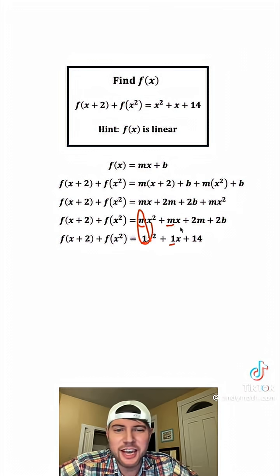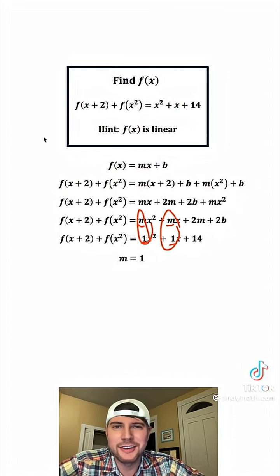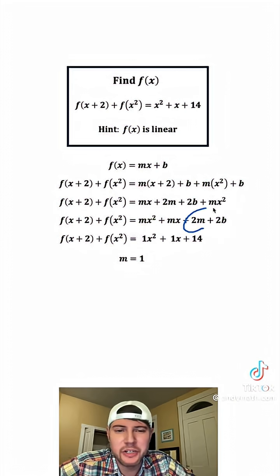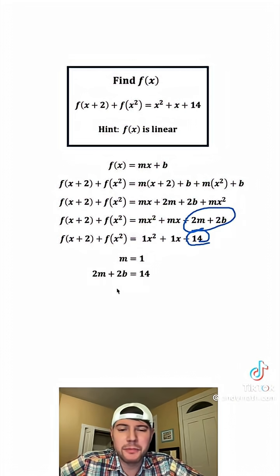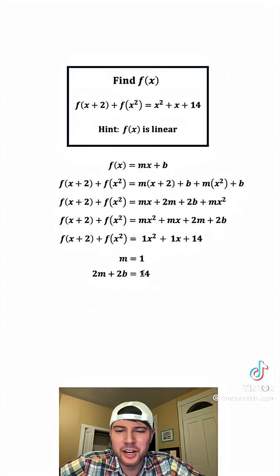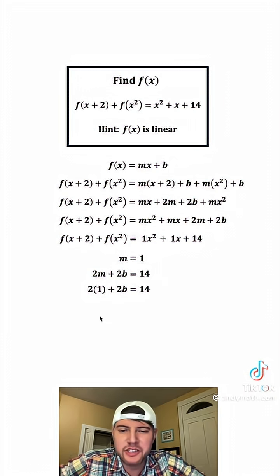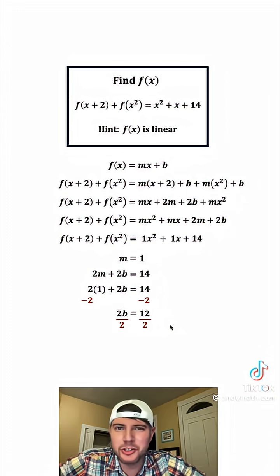So in both of these cases, m is equal to 1. And then using the same logic, we would need these two constants to always be equal. And so we know 2m plus 2b is equal to 14. Since we know that m is equal to 1, in the place of this m, we can substitute 1. From here, we can subtract 2 from both sides, and we end up with 2b is equal to 12. And after we divide both sides by 2, we end up with b is equal to 6.